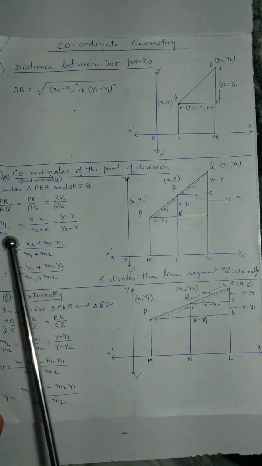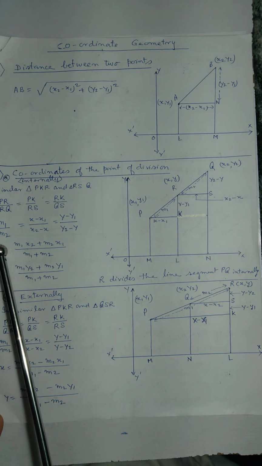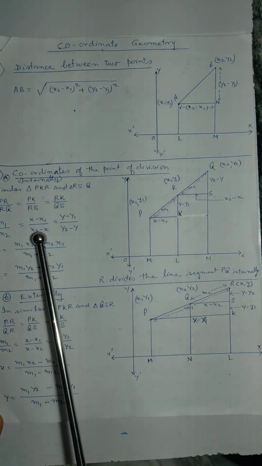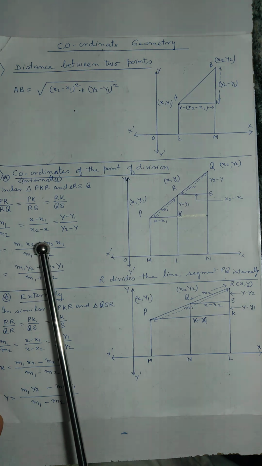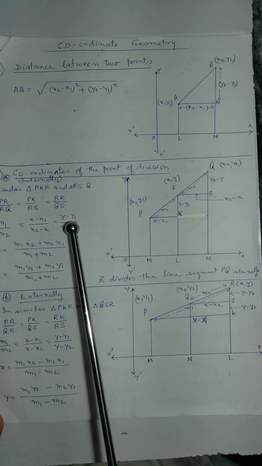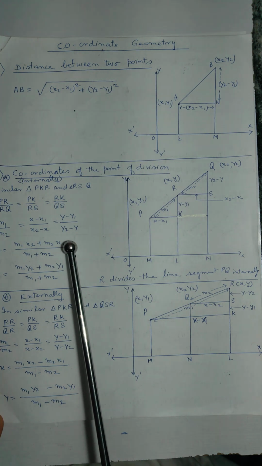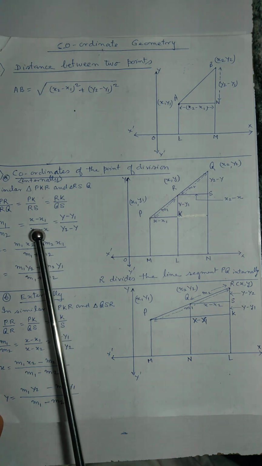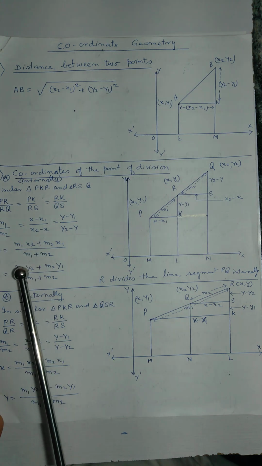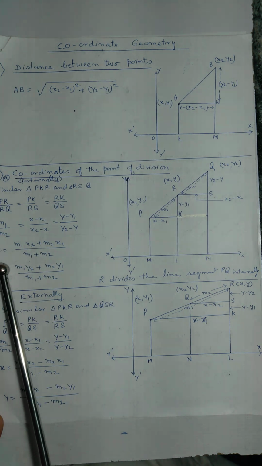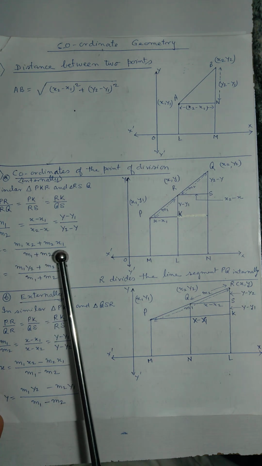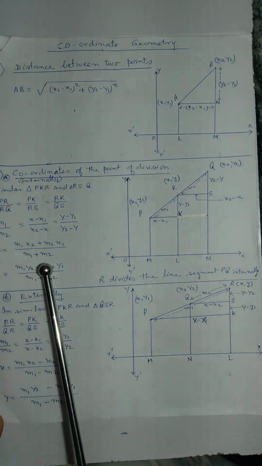So you see we know that PR is m1 and RQ is m2. So m1 by m2 equals x minus x1 upon x2 minus x, and y minus y1 will be equal to y2 minus y. Now first of all we will take the first and second ratio and find out by cross multiplication the value of x, and it will come m1 into x2 plus m2 into x1 upon m1 plus m2.